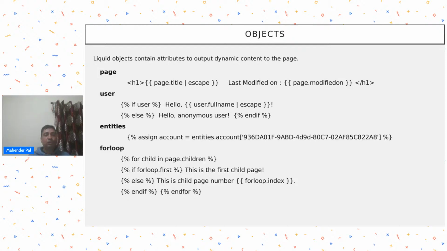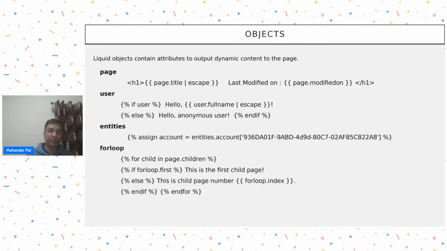Now we have different types of objects. These are commonly used objects I have mentioned here, but I think there are more than 20 objects available. We can share the link where you can see all the objects that can be used while working with Liquid. But these are the most commonly used objects. The first one, as I said, is page, which we use for getting the title or any metadata related to the page.